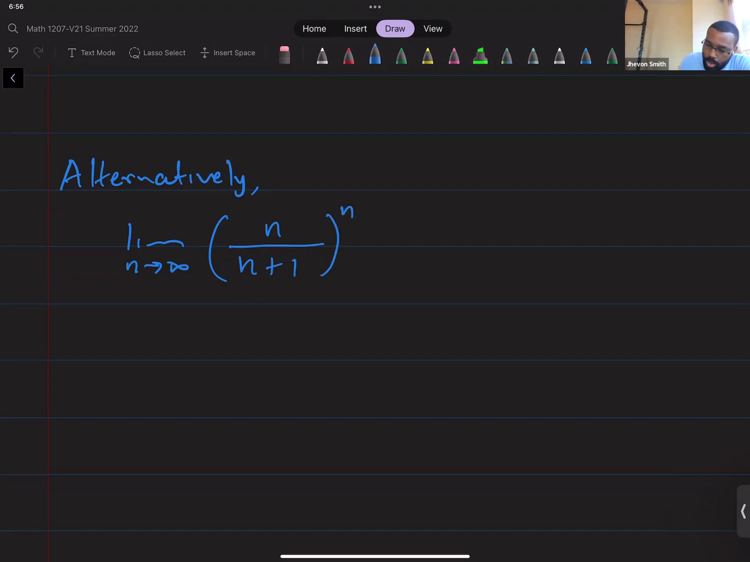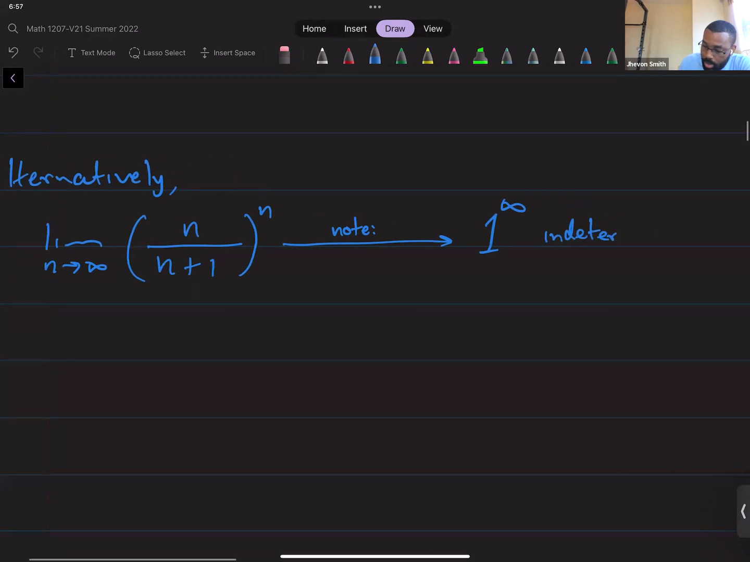The first thing you would notice is that this is an indeterminate form. n over n plus 1, as n goes off to infinity, approaches 1, the ratio of leading coefficients, we know that. And then it's raised to the power of n, which is going to infinity. So this is approaching 1 to the infinity, so it's currently an indeterminate form.